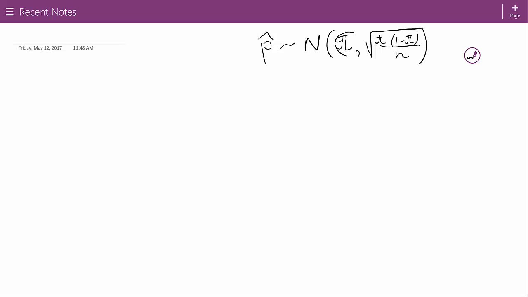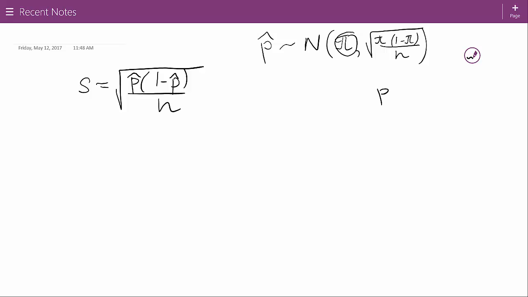Well, pi is unknown to me. Pi is the proportion in the entire population of voters, if I count everybody, which I didn't. So we're going to substitute. In order to estimate the standard deviation, or S really, we're going to use my p hat: the square root of p hat times 1 minus p hat, divided by n, the sample size.